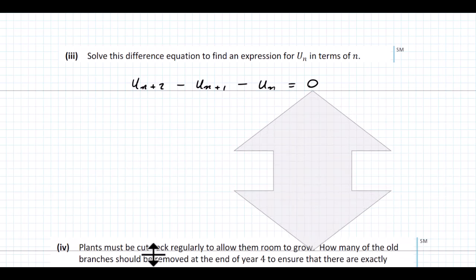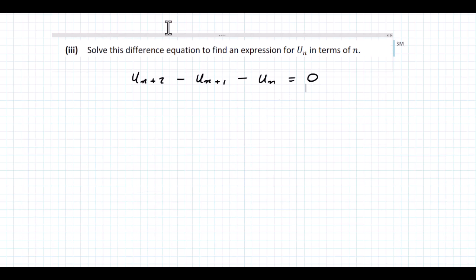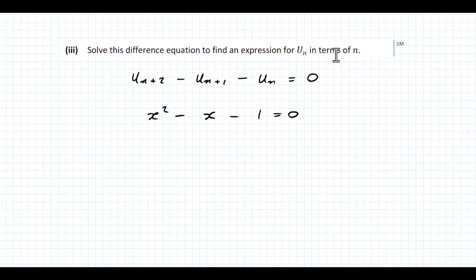Just move this down a little bit here. And let's solve this particular difference equation. Now let's write down the characteristic quadratic equation first. So it's going to be x squared minus x minus 1 is equal to 0. We're not going to be able to factorize this, so what we've got to do here is use the quadratic formula, the minus b formula. So our a is 1, our b is minus 1, our c is minus 1.